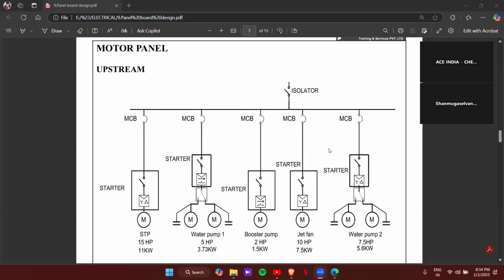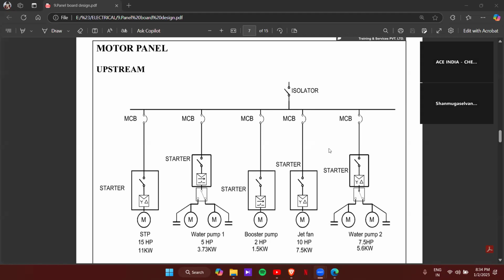Okay, so in the last session we discussed the panels, SB panel, SSB panel. So today we can see how to design a motor panel. In a motor panel, the panel designing everything is the same, but there are some minor changes when it comes to motor. A motor is actually a kind of inductive load.